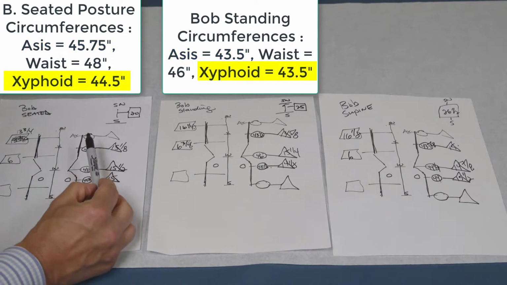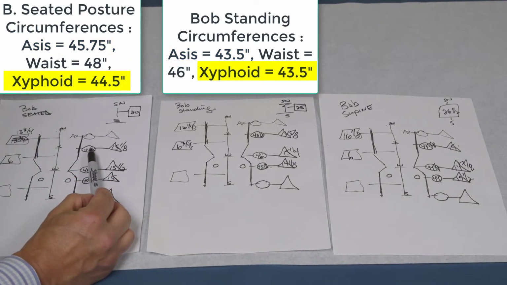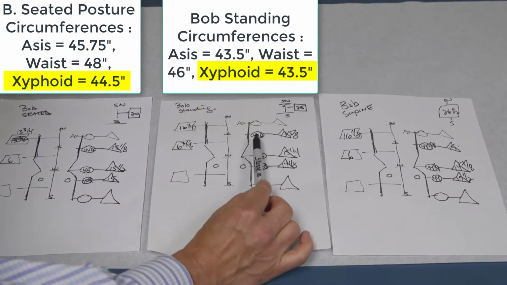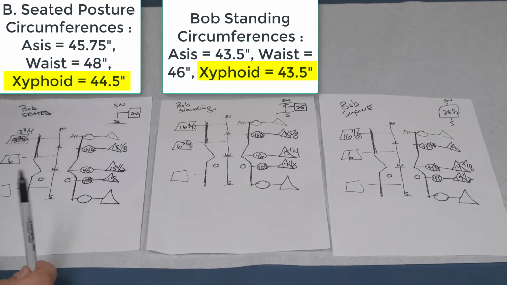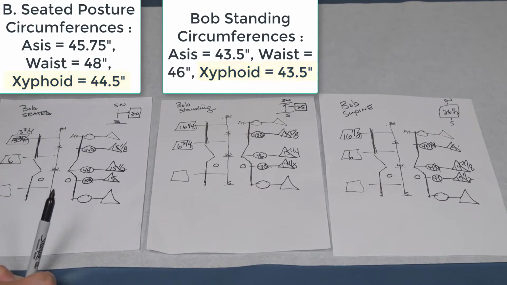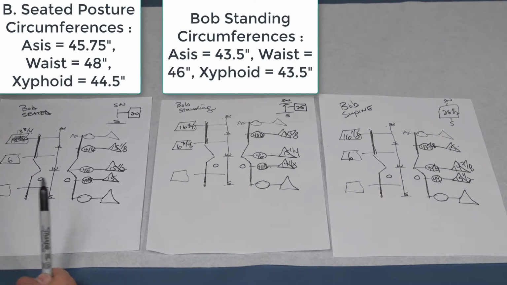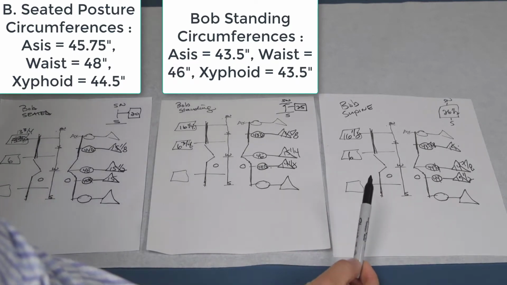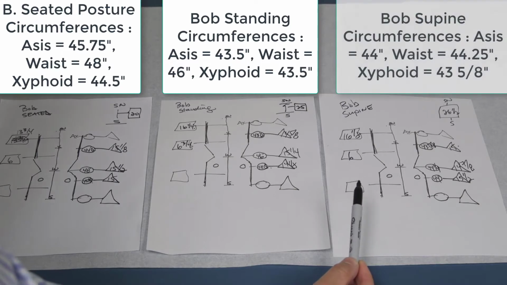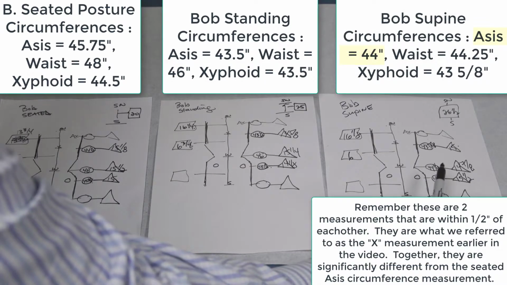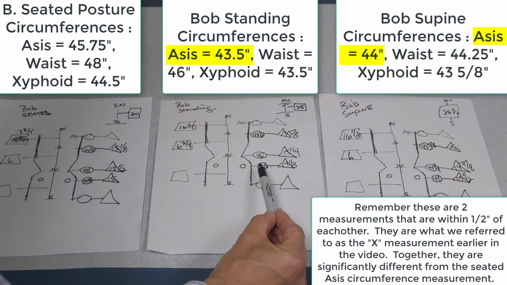And we have 44.5 with the seated position at the xiphoid for a circumference. And when the person stands, we have 43.5. So that was an inch difference, which is significant when our goal is to help make sure a brace is snug. Now, in the supine position, we actually have Bob's ASIS as 44, which is actually a larger circumference right here.